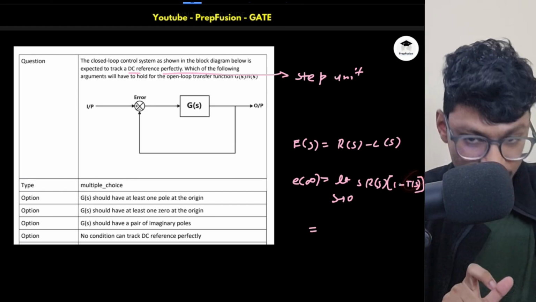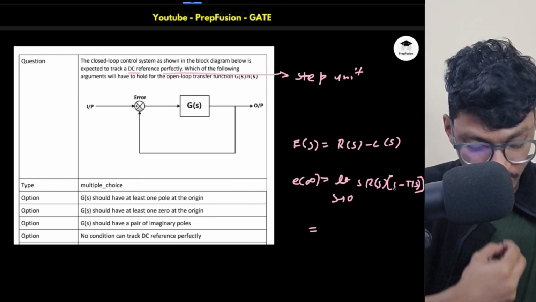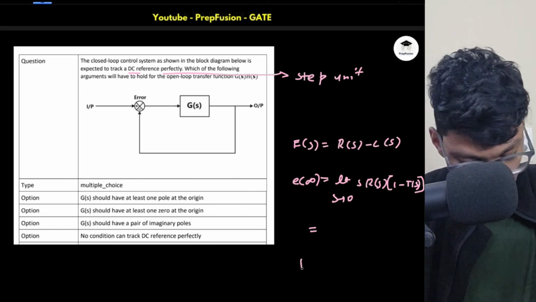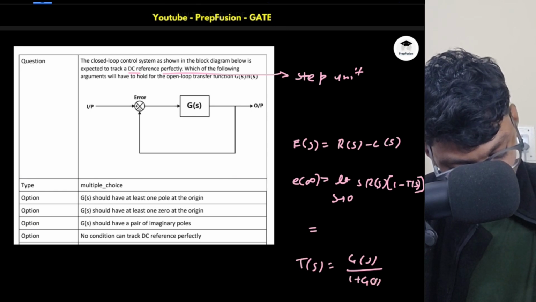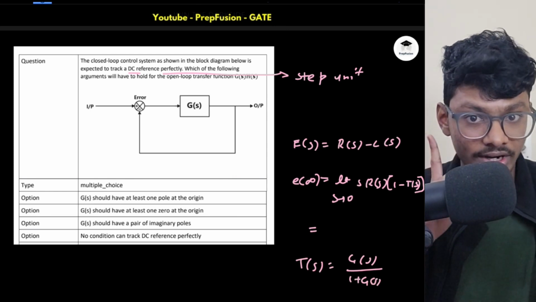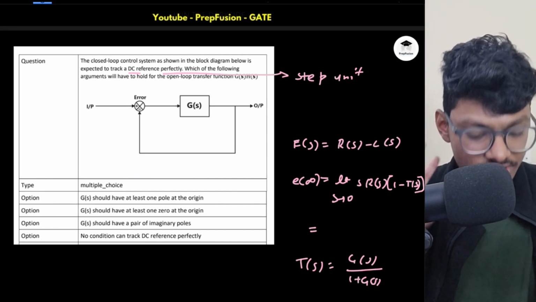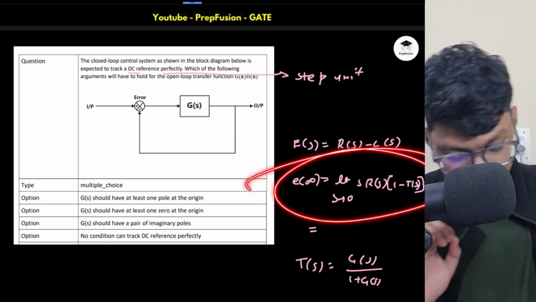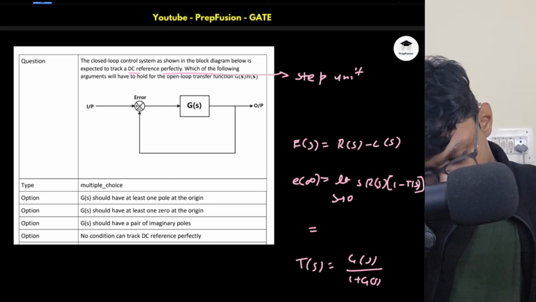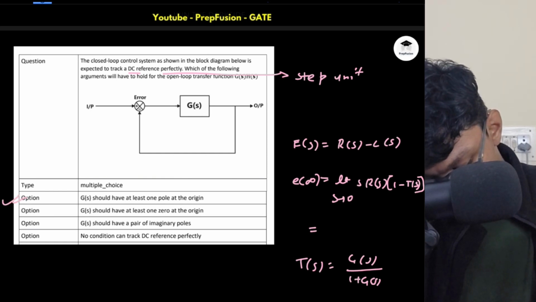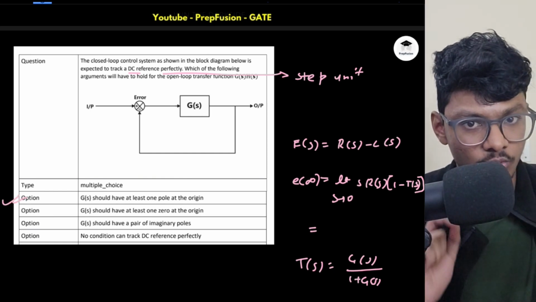The transfer function, you will find it whenever you derive, is G of s upon 1 plus G of s. You choose any transfer function which has a pole at the origin, just at least one pole at the origin, and the error will always come out to be 0. This expression will always come out to be 0 for a unit step input. So the answer here will be option A. G of s must have at least one pole at the origin.